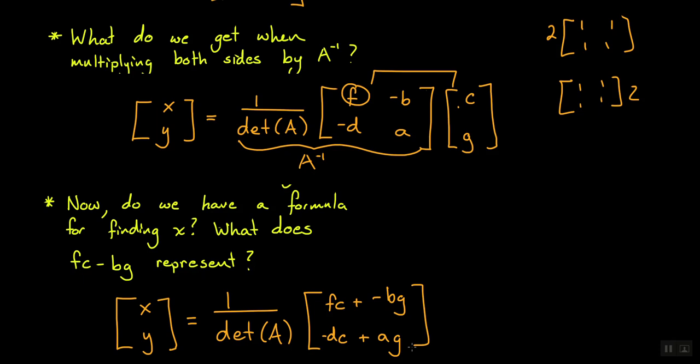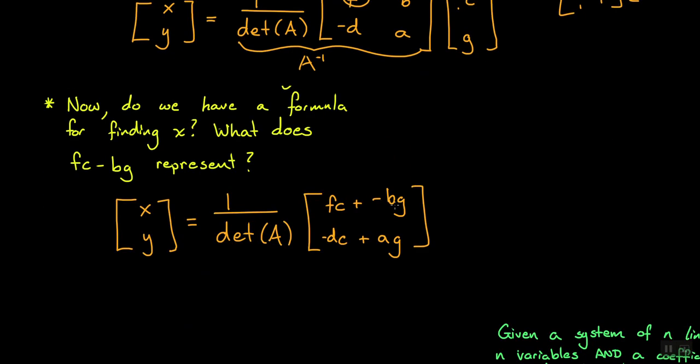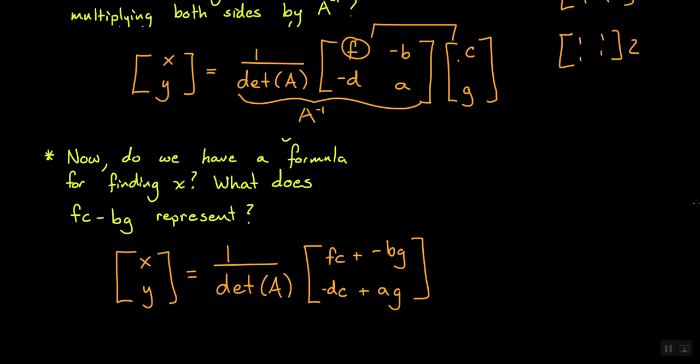Because I now have a way to say what X is, but I need one more little step to see how we can replicate this process without having to do the same thing over and over and over. When I see this, it looks like FC minus BG. Now, there's an operation that we've seen where you take this times this minus this times this. What is that operation? It's the determinant.